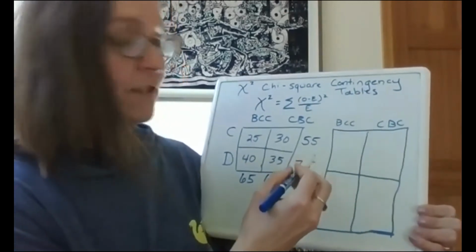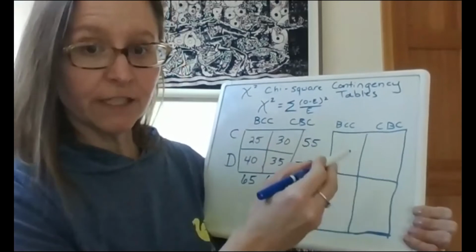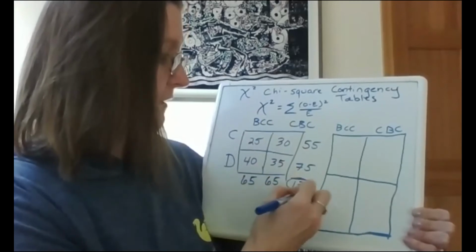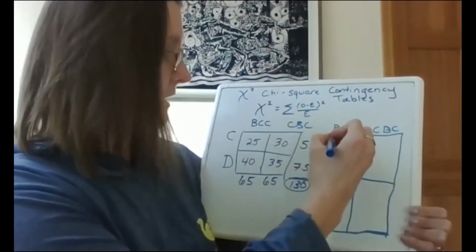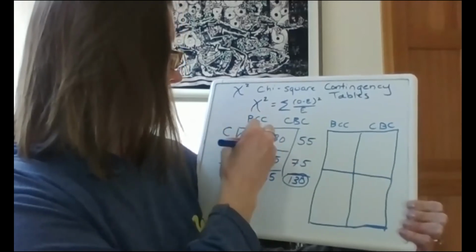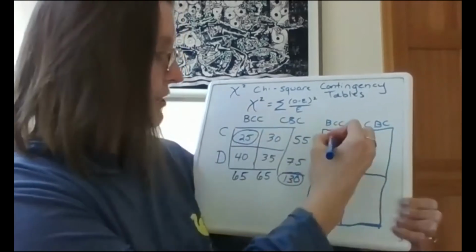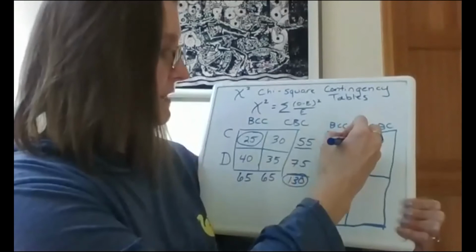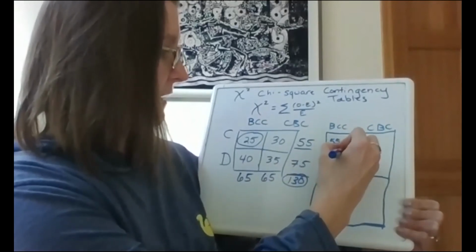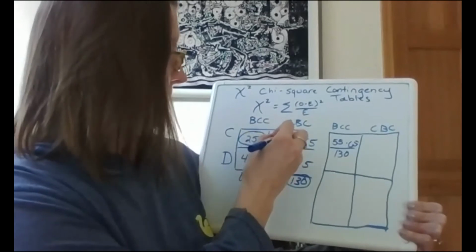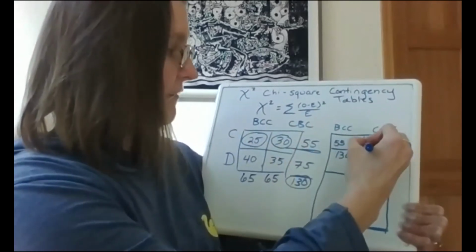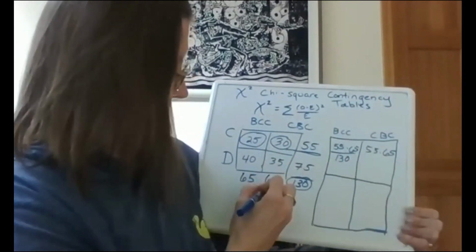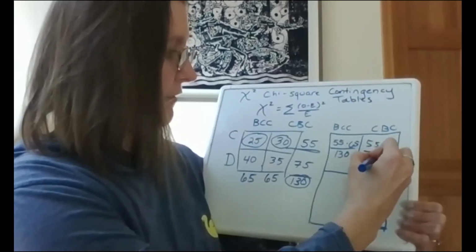Okay. So to get your expected values, you take your row total and your column total and multiply those two, and divide by the overall total. So for this cell here, this is black-capped chickadees foraging in conifers. The expected value would be 55 times 65 divided by 130. For chestnut-backed and conifers, it would be 55 times 65, because this column total was 65, divided by 130.